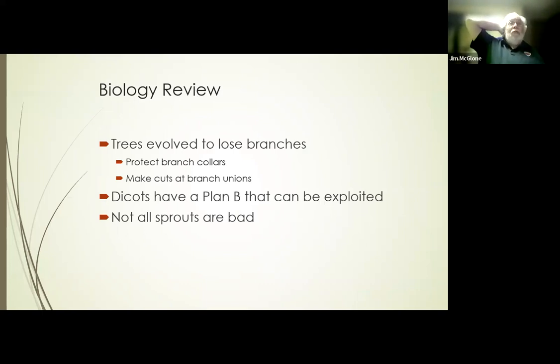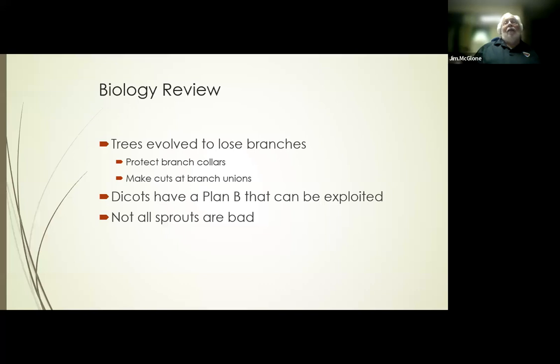Just as a review of what I just went through, trees have evolved to lose branches, which means we need to protect the branch collars. And we make the cuts at branchings because there are ways of manipulating that evolution. With the dicots, we can manipulate that Plan B to affect the growth rate.